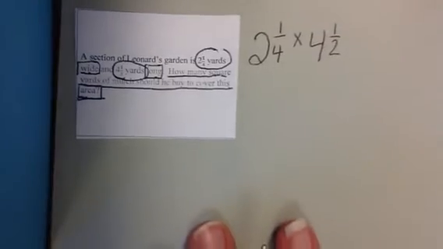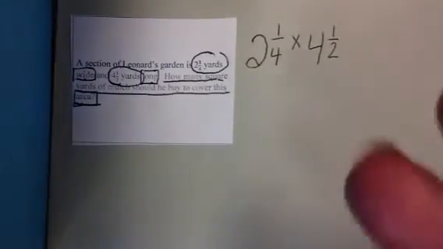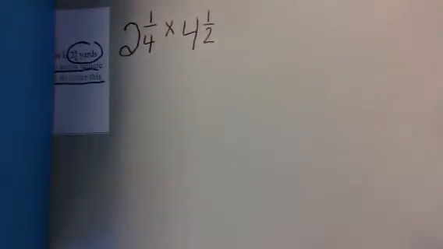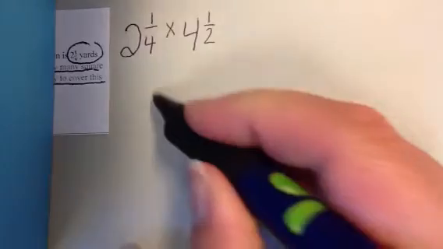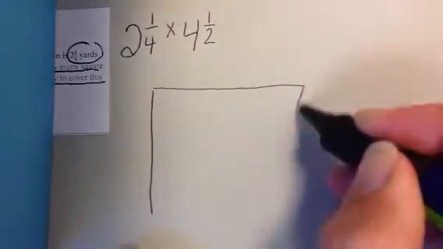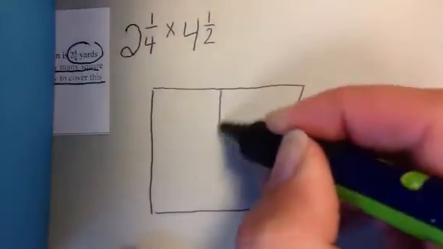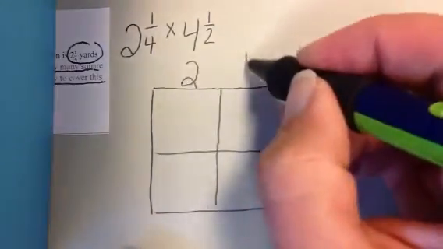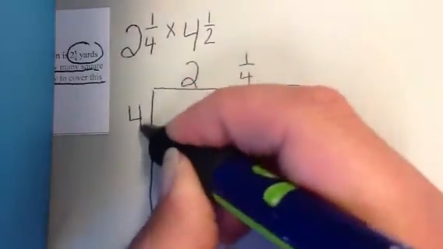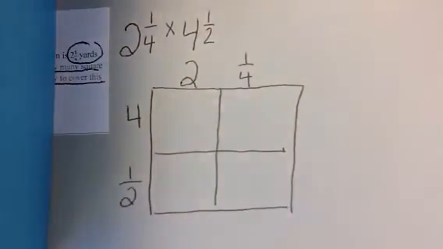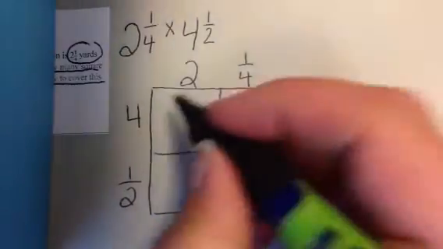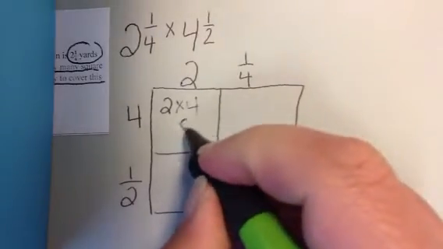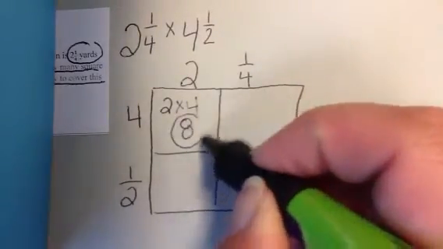I'm going to use rectangle sections. Let me try to move my paper over just a little bit. Let me try to see if I can without the camera following. All right, so I have 2 parts by 2 parts. So my box needs to be 2 by 2. 2 1/4, 4 1/2, 4 and then a half. In the middle, I must write my problem. 2 times 4 is 8. Remember, our first box is always the easiest.